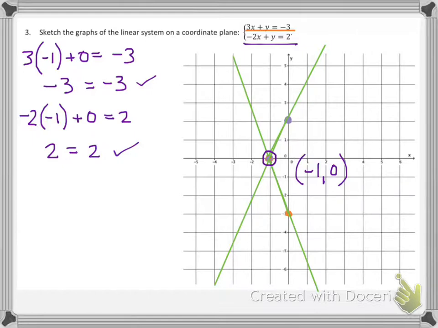And since it's a solution to both equations, it is a solution to the system. And we know that because it's the intersection point. It's the only point that is a solution to both lines.